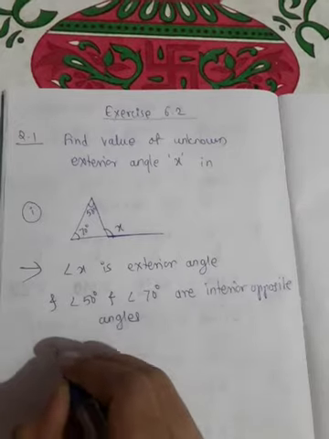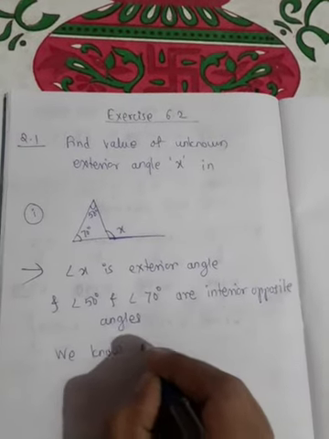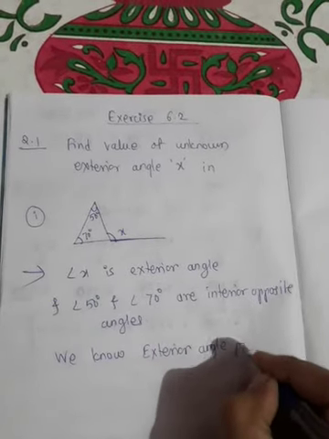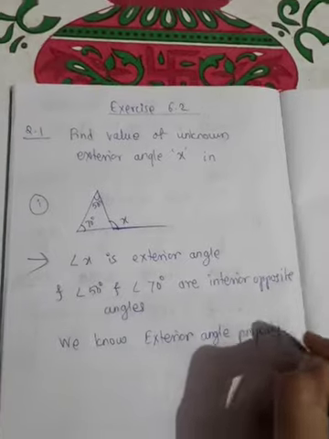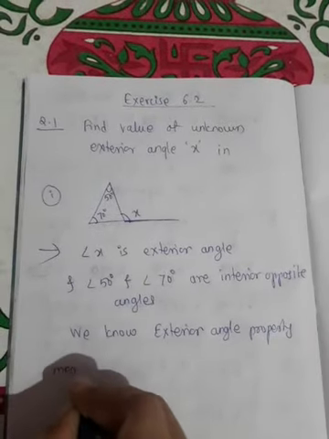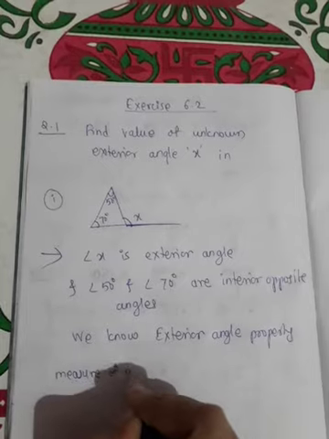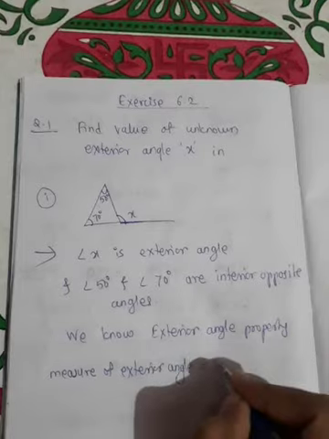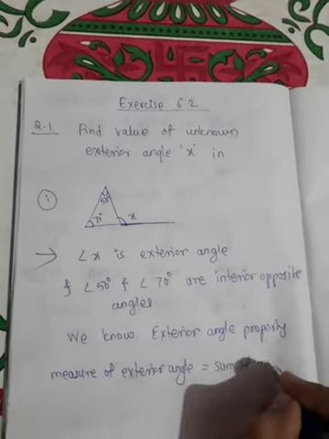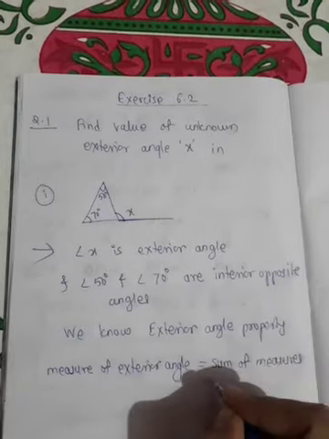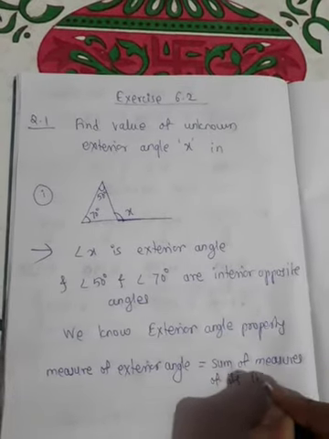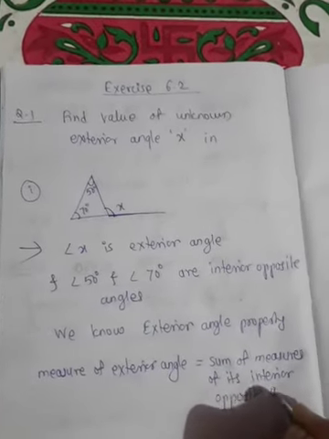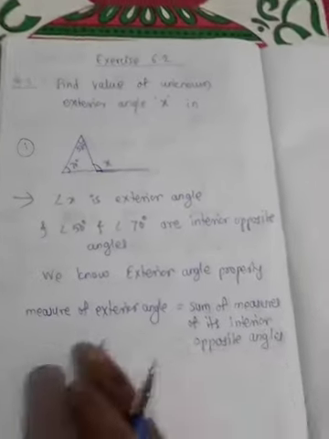Okay, and we know the exterior angle property. And what is that property? Measure of exterior angle is equal to sum of measure of its interior opposite angles. Okay, so we know this property.